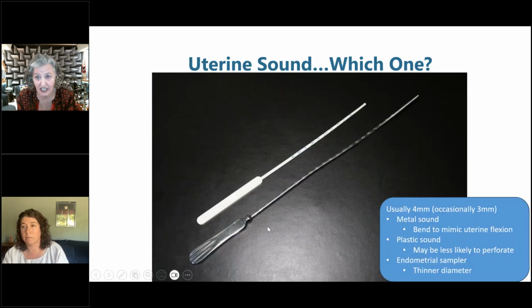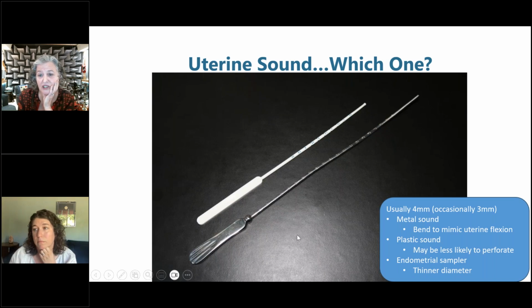Either sounds are fine. They're usually 4 millimeters, sometimes 3. The plastic are often 3 millimeters. The metals are often 4, but sometimes the reverse.